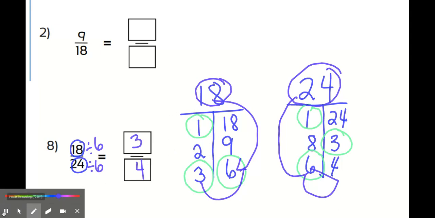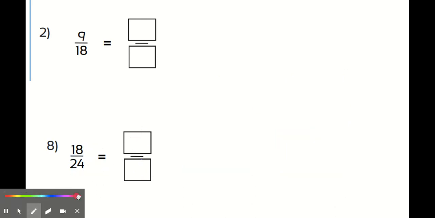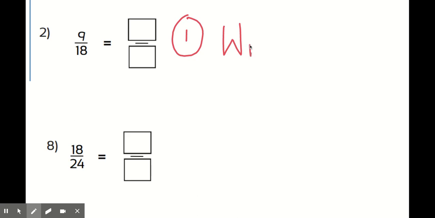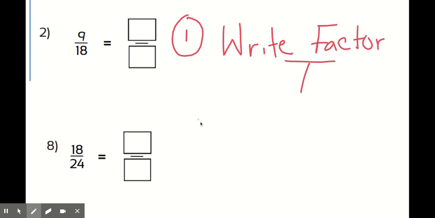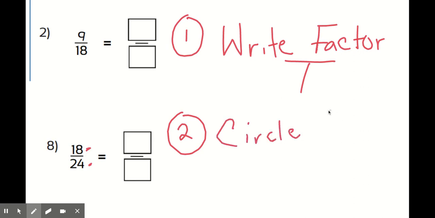Let me write this out for you. These are the big steps you need to do. First thing you need to do is write your factor t's for your numerator and denominator. And you do this to figure out what numbers they can be divided by, right? When you do your factor t, you're going to write down all the numbers they can be multiplied by, and then you're going to do it for both numbers. And then your second job is to circle all the ones they both have in common.